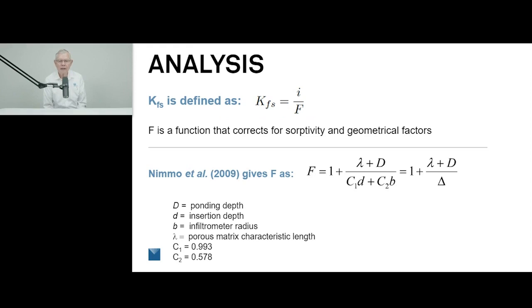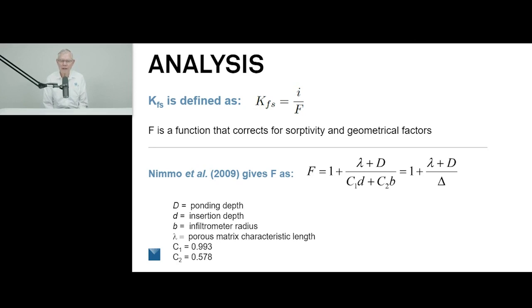Even though the calculations are done internally, I wanted to show you how these are done. Dr. John Nemo, a USGS scientist, provided the function we need to take into account the sorptivity and the three-dimensional flow characteristics that result from using a single ring. You can see that by dividing by the function f, whose value depends on ponding depth, infiltrometer insertion depth, infiltrometer radius, and a porous matrix characteristic length, lambda.